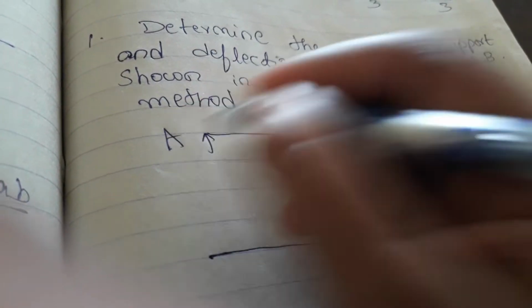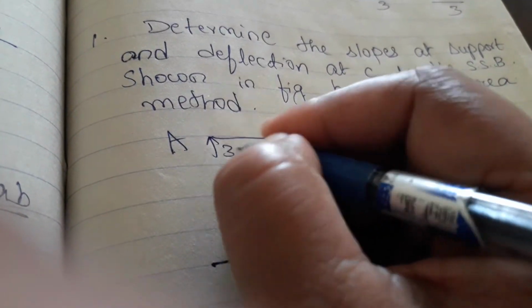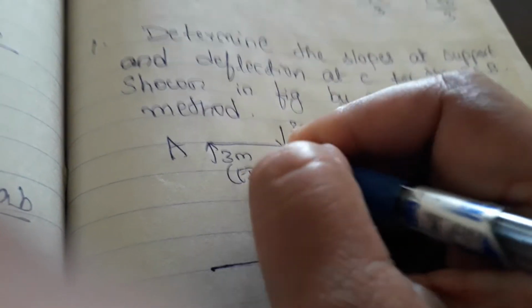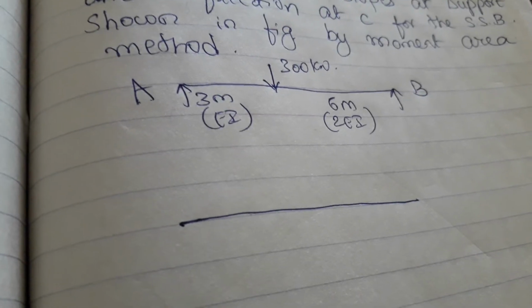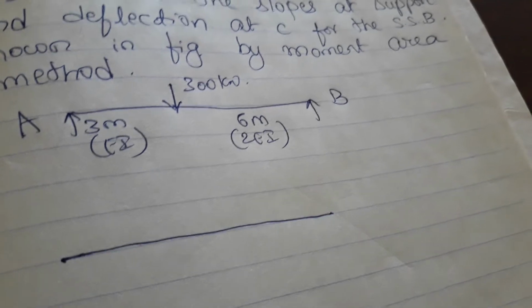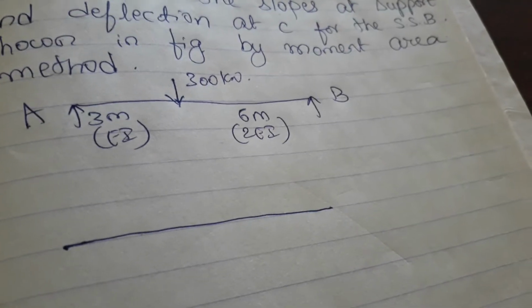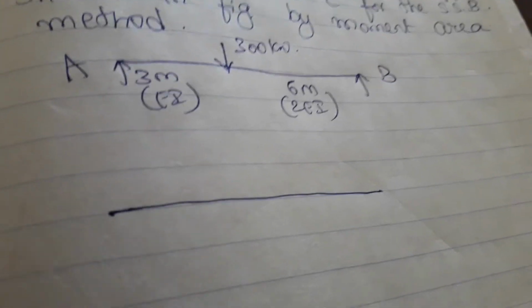300 kilonewton, A and B. This is 3 meter with EI and 6 meter with 2 EI. So you have to calculate theta A, theta B and delta C. So first what we have to do is draw the bending moment diagram. To draw the bending moment diagram, first we have to find out the WAB by L.